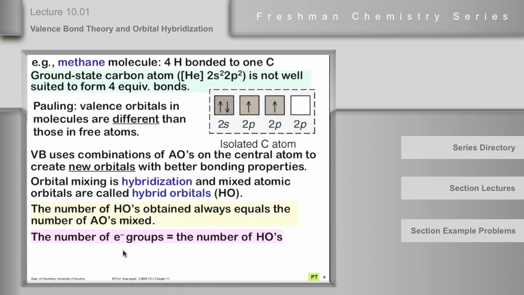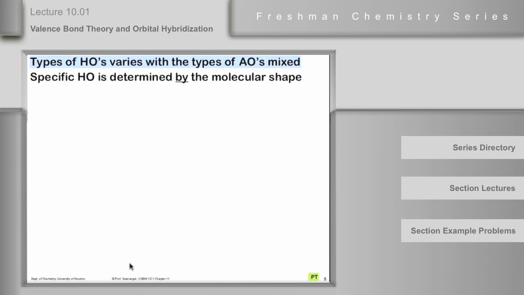Okay? So you now have at your command the necessary information to take the molecule, draw the Lewis dot structure for it, and count the number of electron pairs around the center atom. Right? You've done that already. So that will tell you how many hybrid orbitals there have to be. The type of hybrid orbitals varies according to the type of atomic orbitals that we mix. The specific hybrid orbital is determined by what shape it's being made for.